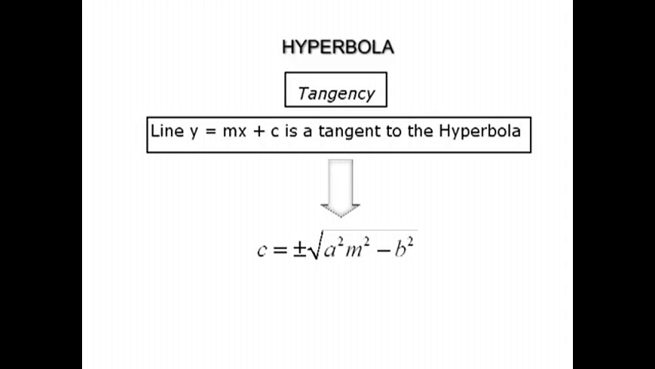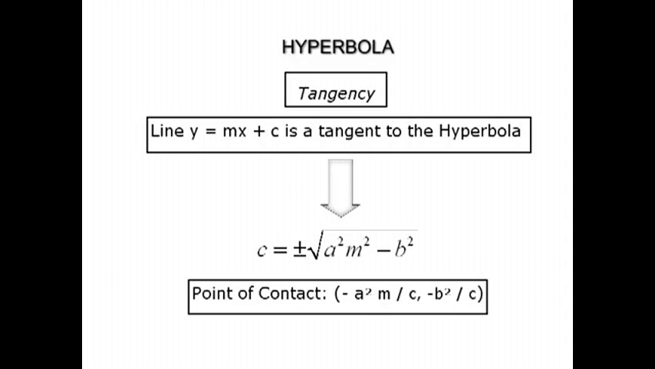If this condition is satisfied, then the point of contact is (minus a square m upon c, minus b square upon c). Thus, two tangents having slope m can be drawn to hyperbola. Their equations are y equal to mx plus minus root of a square m square minus b square.